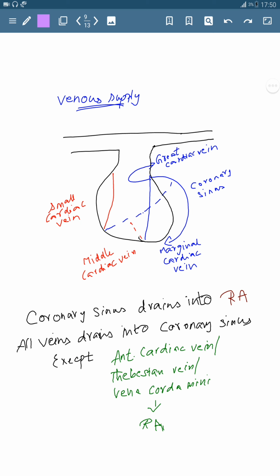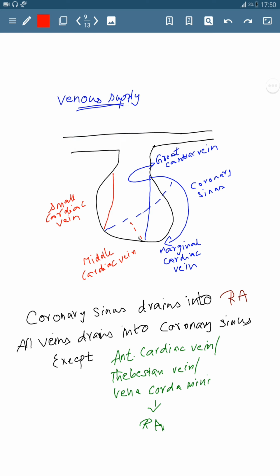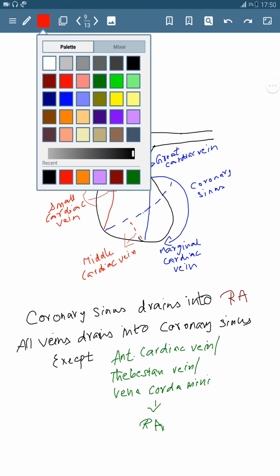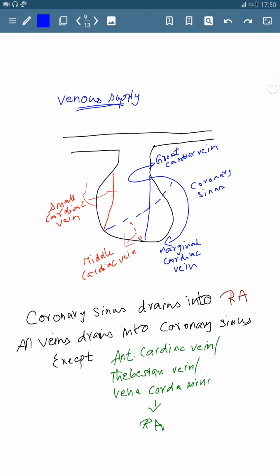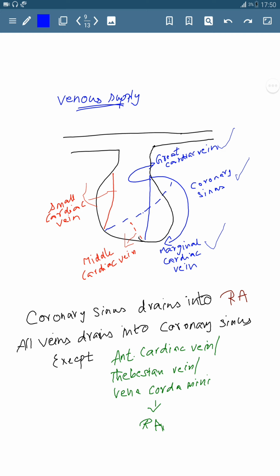Then venous supply of the heart. This is small cardiac vein, middle cardiac vein, great cardiac vein, coronary sinus supplying the posterior surface, and marginal vein. The coronary sinus drains into the right atrium. It is an important MCQ. Coronary sinus drains into the right atrium and all veins drain into the coronary sinus.